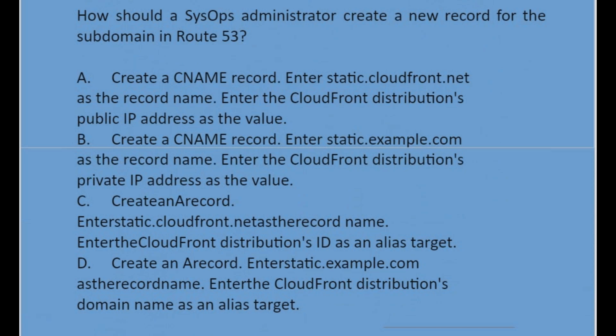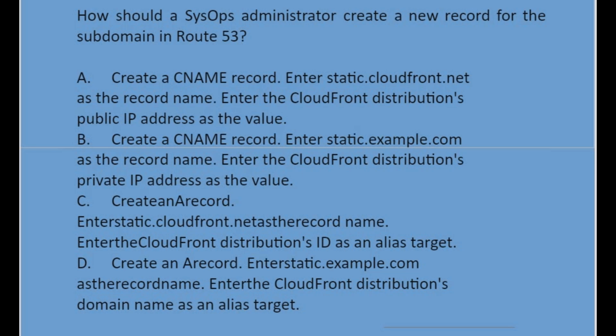Option A. Create a CNAME record. Enter static.cloudfront.net as the record name. Enter the CloudFront distribution's public IP address as the value. Option B. Create a CNAME record. Enter static.example.com as the record name. Enter the CloudFront distribution's private IP address as the value.